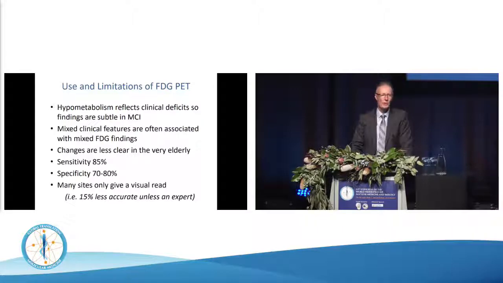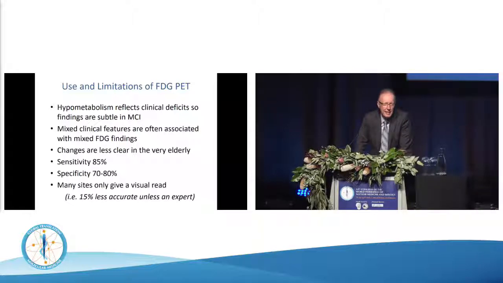So if you get a referral saying this person's got frontal problems and memory problems, which one is it? Unfortunately, there's a chance your FDG PET will show frontal lobe and Alzheimer's type changes, and then you've got to try and make a call. Changes are less clear in the very elderly. If you have a 60-year-old coming in with genuine cognitive impairment, your FDG PET is going to be very clear and very easy to read.